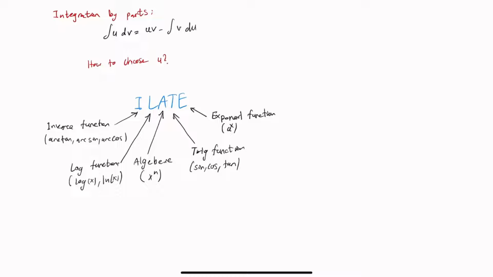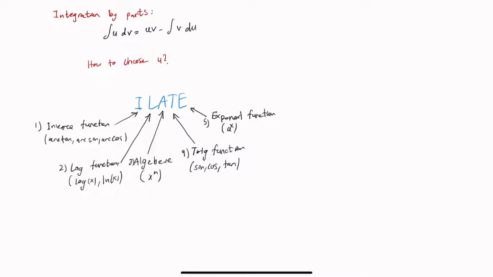To find u, I'm going to use this acronym, which is ILATE. If we have these functions, which are inverse function, log function, algebraic function, trig function, and exponential function, I'm going to first choose the inverse function to be u. And then if we don't have this inverse function, I'm going to choose the log function to be u. And then if we don't have these two functions, I'm going to choose the algebraic function, and so on. And the rest is just going to be dv after we choose u.